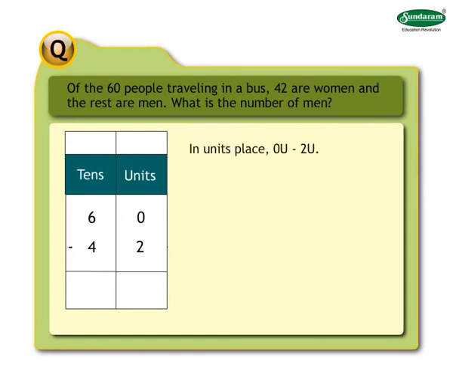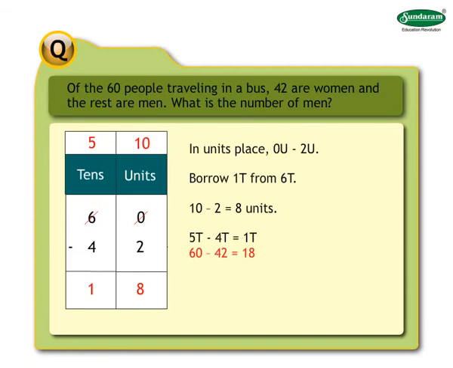See the units place. 0 minus 2. So, we borrow 1 ten from 6 tens. Therefore, now 10 minus 2 is equal to 8 units. In tens place, 6 tens minus 1 is equal to 5 tens. Then 5 tens minus 4 tens is equal to 1 ten. Thus 60 minus 42 is equal to 18. So the answer is there are 18 men travelling in the bus.